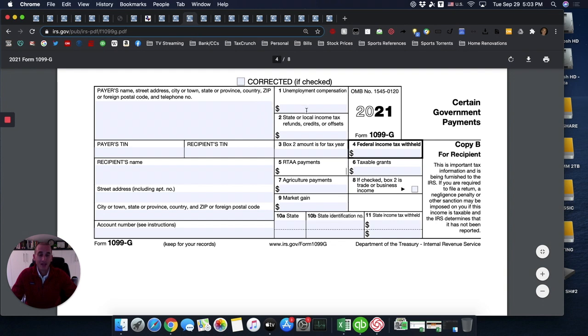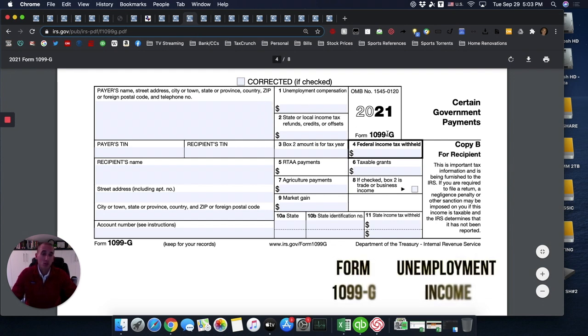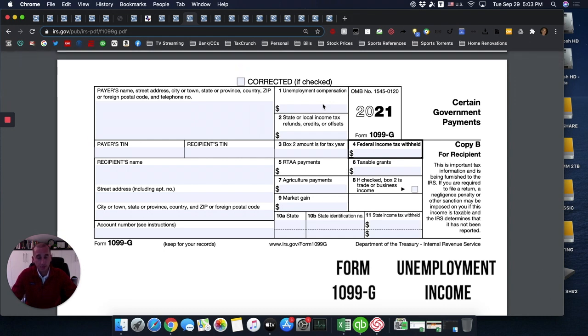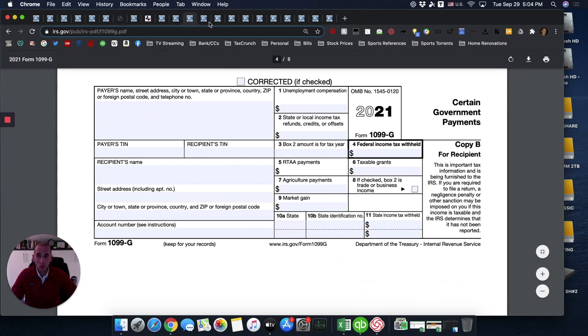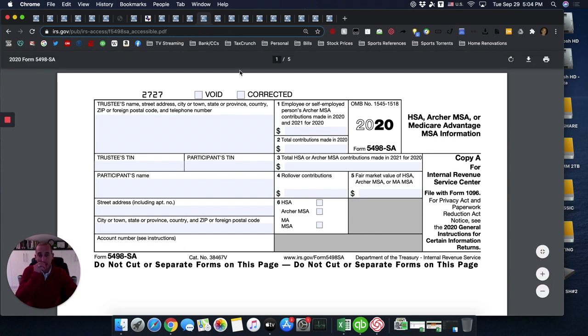Next form is the 1099-G. You're going to receive this form if you received unemployment compensation during the year. So that'll be pretty popular in the year 2020 with the COVID-19. There'll be a lot of these forms. Also, if you received a state tax refund, it's most likely going to get sent to you on this 1099-G as well.